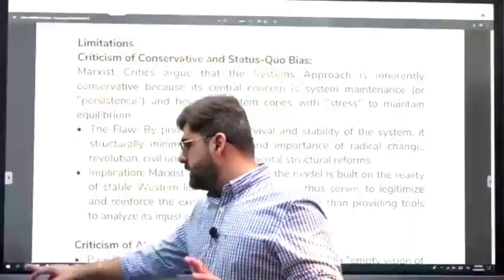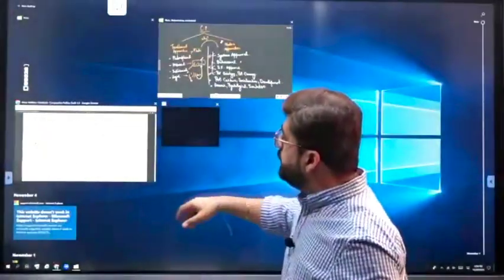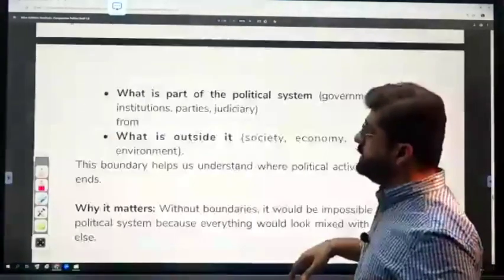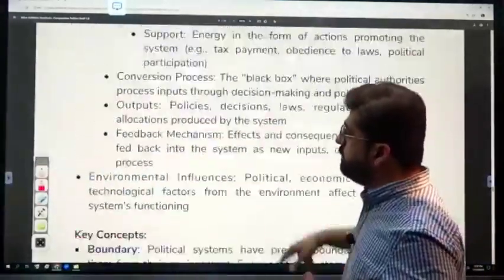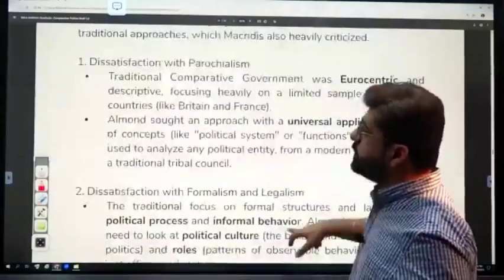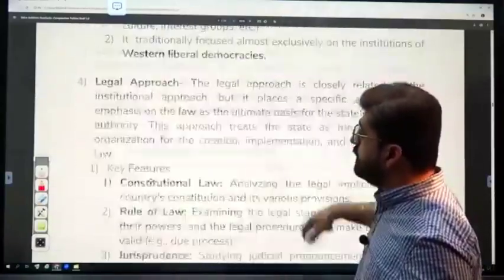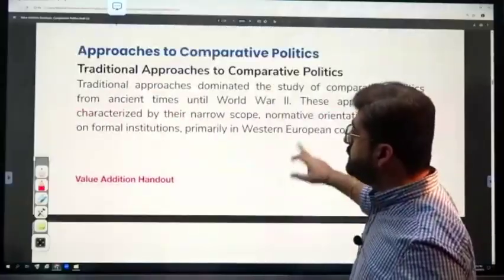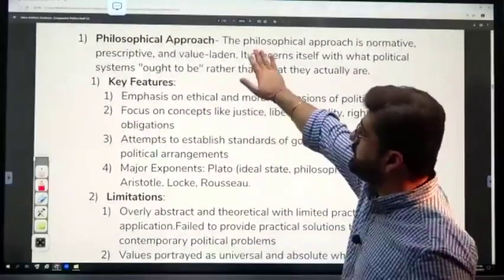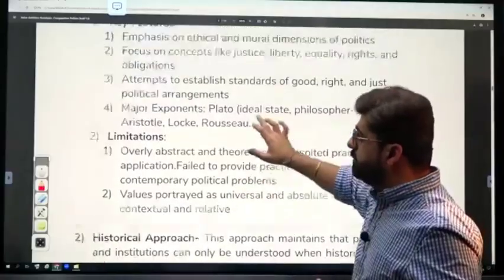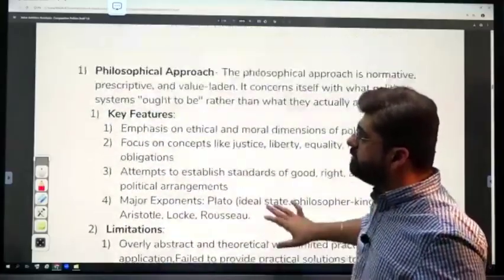However, what I have done is, I have in a very, very structured manner included all these approaches here, such that what is the approach all about? What are the thinkers which are associated? What are the main ideas? For example, philosophical approach, key features, limitations. Okay, major thinkers, all are included here for you to read.